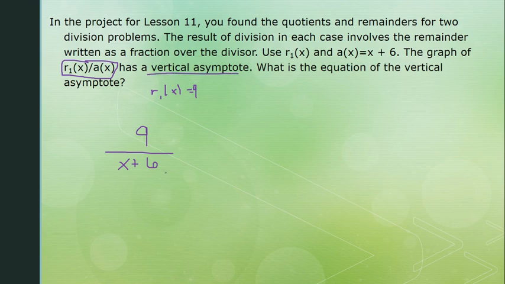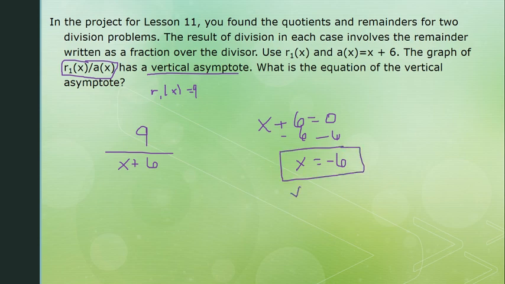So in order to get the equation, I'm going to take my denominator and set it equal to 0. So I'm going to take my denominator of x plus 6 equal to 0. I'm going to solve for x. So I'm going to subtract 6 from both sides. So I now have x equals 0 minus 6, which gives me negative 6. So this is my vertical asymptote equation. So x equals negative 6 is my vertical asymptote. Okay.